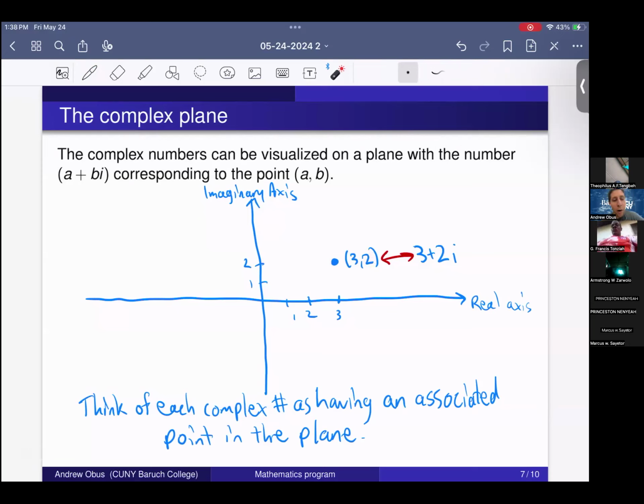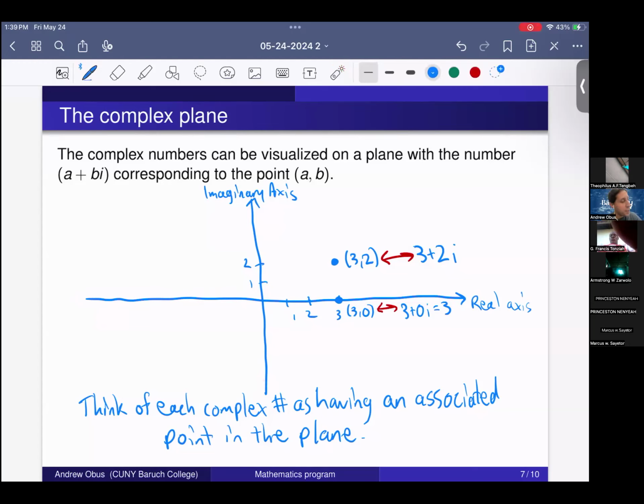And in particular, where are the real numbers here? Well, they lie on the real axis, right? Because on the real axis, the y coordinate is 0. So a point like this would be the point (3, 0), and that corresponds to 3 plus 0i, otherwise known as 3. When the y coordinate is 0, there's no imaginary part, and so the real numbers all lie here on the real axis. The purely imaginary numbers lie on the imaginary axis.